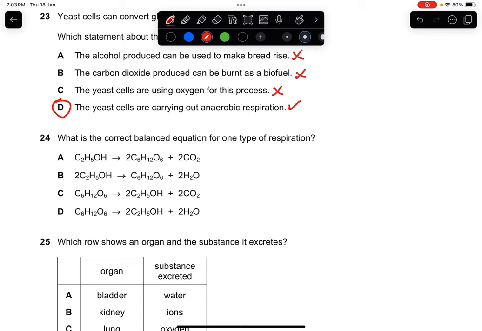Okay, what is the correct balanced equation for one type of respiration? They didn't specify which type, so you need to find out which is the correct answer. Let's see. C2H5OH will never be first, because respiration starts off with glucose, so anything that doesn't start off with glucose is out. C6H12O6 to C2H5OH, carbon dioxide is always produced. Water is never the product. So the correct answer is C.